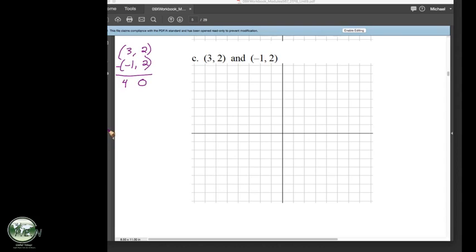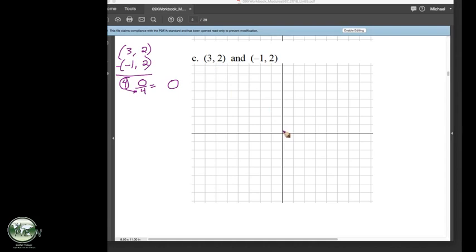Okay. Then what do we do? The 0 over 4? Yes, 0 over 4. And what's that? 0. It's 0. Okay. So are we saying that these 2 points have a 0 slope? That is what we're saying. They have a 0 slope. Let's plot them and see why they have a 0 slope.